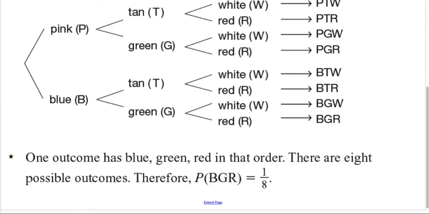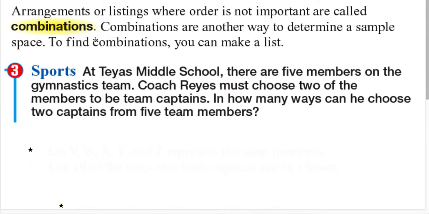Let's take a look at the last example. Before we do that, the secret word for this particular lesson is Wichita. The secret word is Wichita. Arrangements or listings where order is not important are called combinations. Next year, we're going to talk about permutations and combinations, but for now we're just going to discuss combinations. Combinations are another way to determine sample space. To find combinations, you can make a list. Remember, order is not important when you talk about combinations.